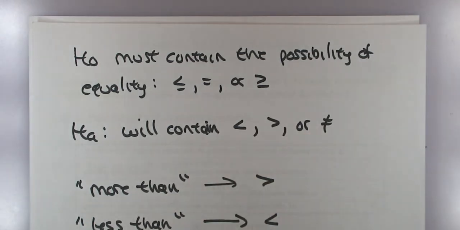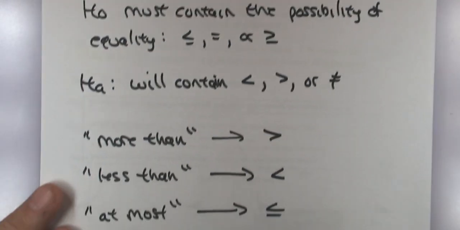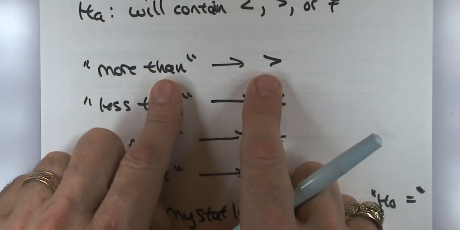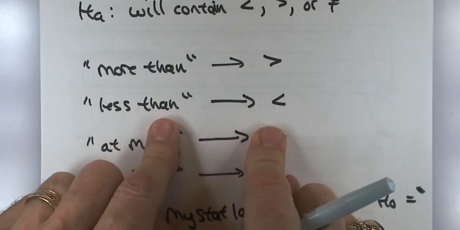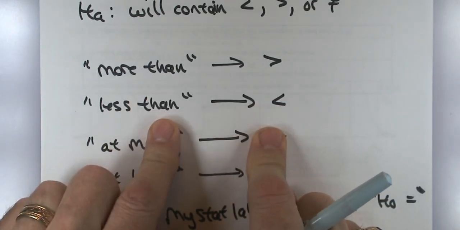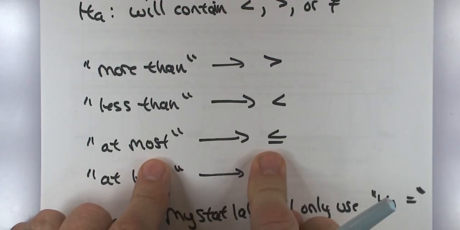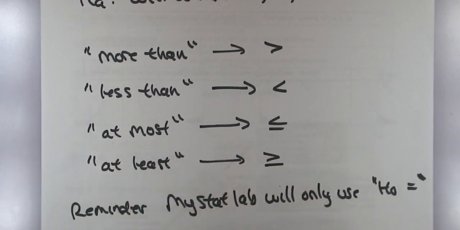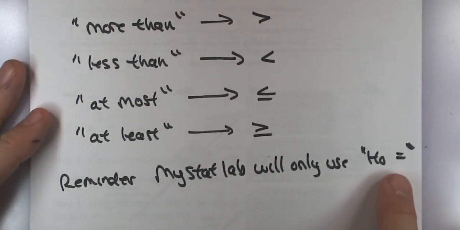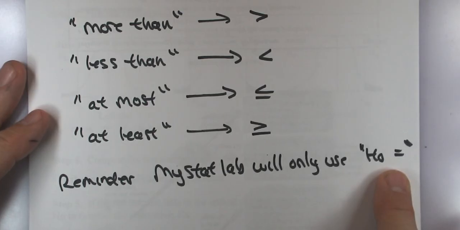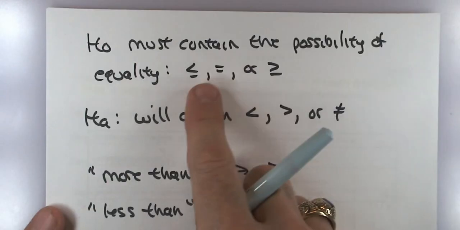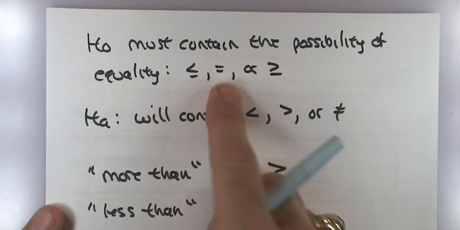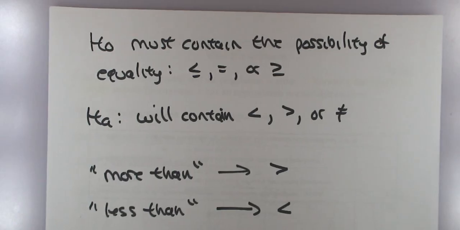And just kind of a little bonus here for you. When you're reading things, more than does not include the possibility of equality. Neither does less than. But at most means less than or equal to. And at least means greater than or equal to. So keep in mind that when you put your stuff into MyStatLab, it's not going to use these symbols. Your H0 is always just going to be this. And they actually use H1. I find that annoying, but it is what it is.